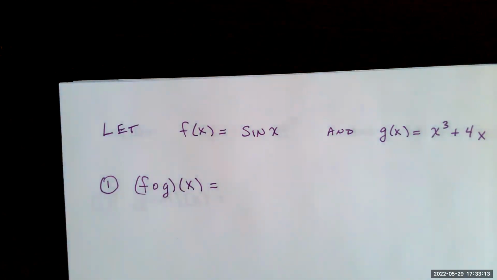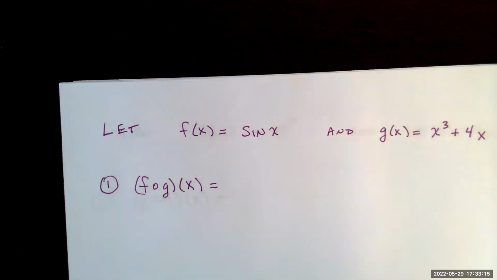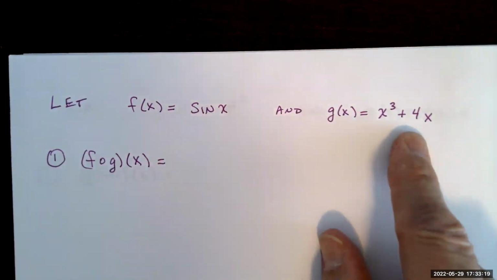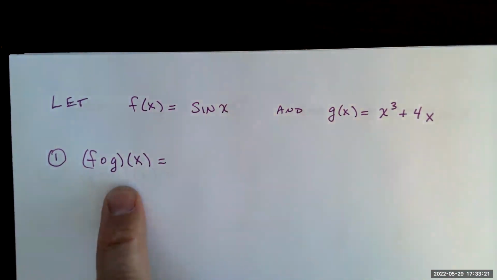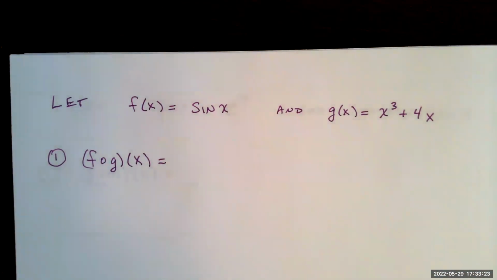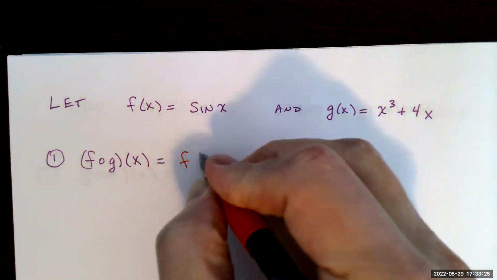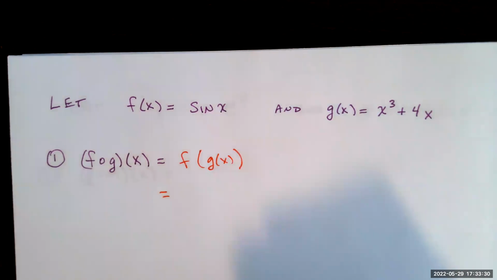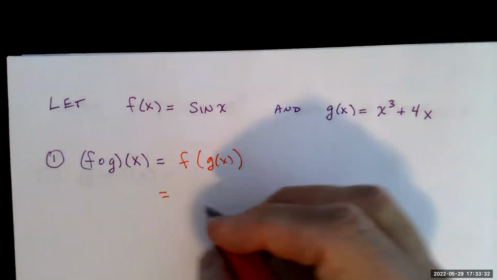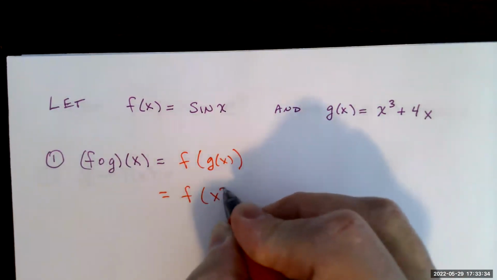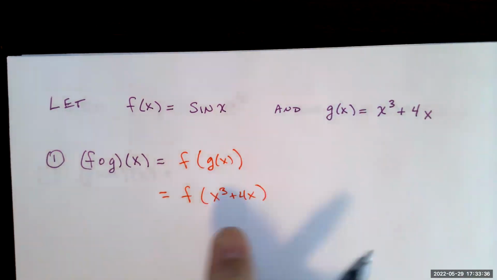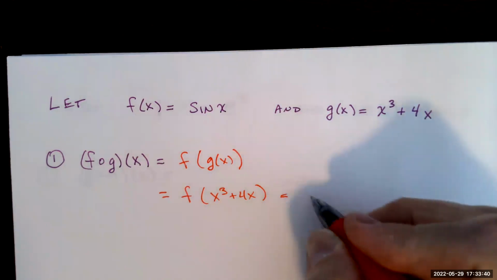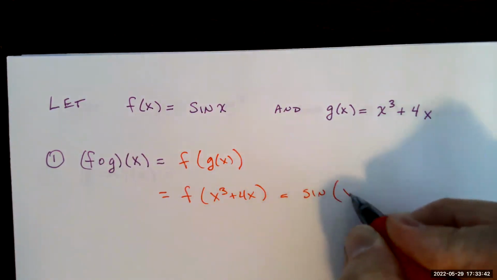So I've actually already done these, but if the function f is sine of x and the function g of x is x cubed plus 4x, what is f circle g of x? Again, this would be f of g of x. Well, g of x is just this stuff, x cubed plus 4x. And then I take this stuff and plug it into this function, which means I just take the sine of all this stuff.